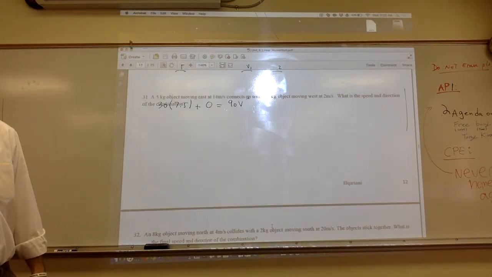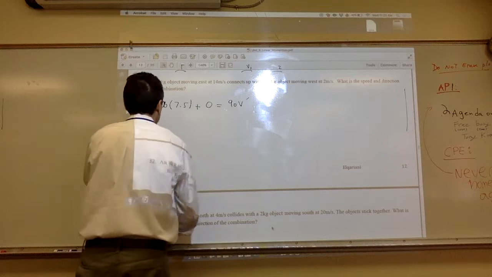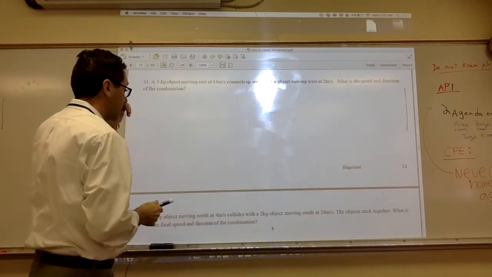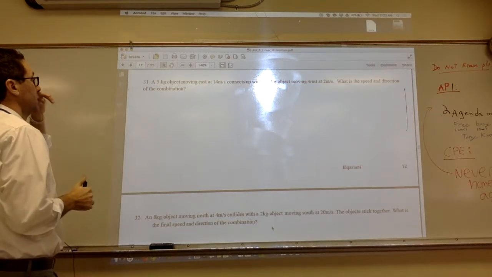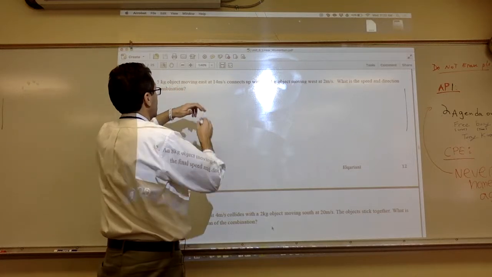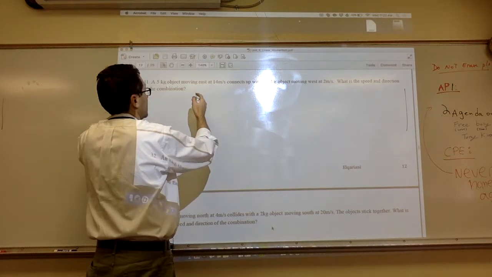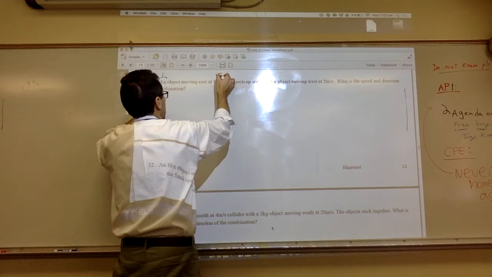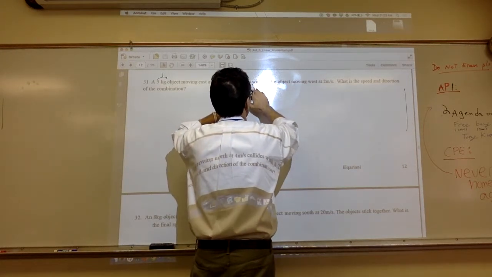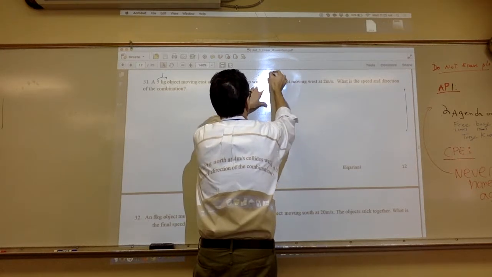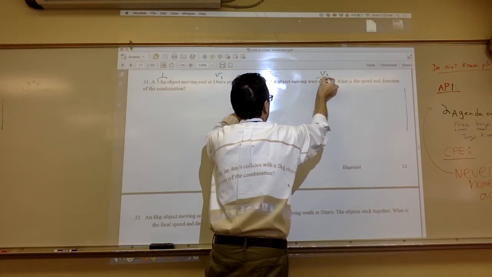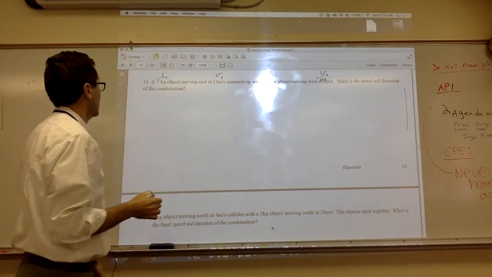Let's look at 31. And again, you have to write the formulas before you answer these questions. A 5 kilogram object moving east, so I guess east is positive. So this is object 1, this is velocity 1. Connects up with a 15 kilogram object, so this is object 2, moving west. So this is V2, but you have to look at it as a negative number. What is the speed and direction of the combination?